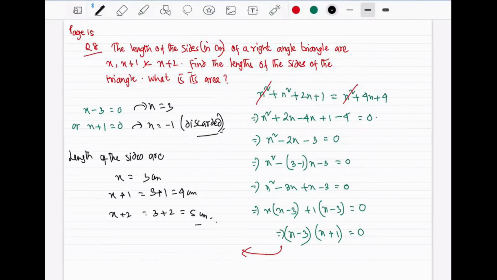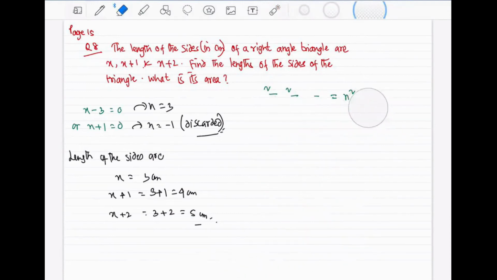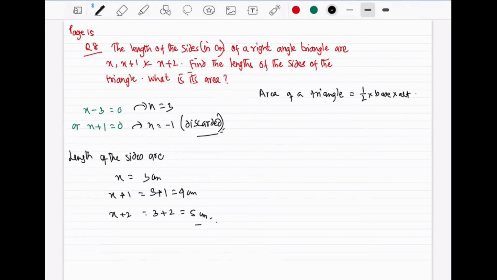Okay, one more thing. The last part says, what is its area? Okay, so let me rub this off. How do you find the area of a triangle? There is a formula, right? Area of a triangle is equal to half into base into altitude. In the triangle that I have drawn before, like this.